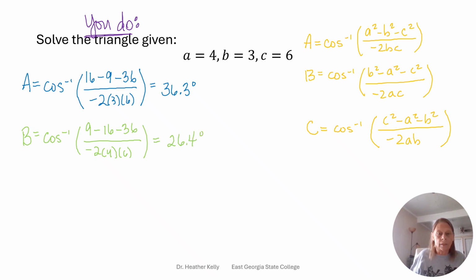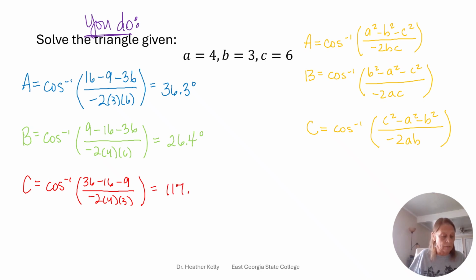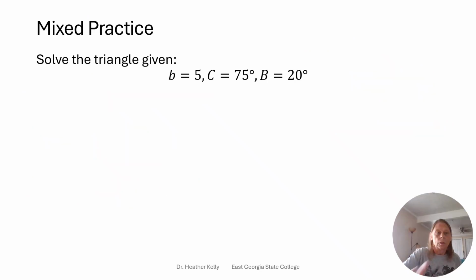And finally, our angle C is the arc cosine of 36 minus 16 minus 9 all over negative 2 times 4 times 3. And that's going to give us 117.3. Cool. Okay, we've got a couple more. Some mixed practice, right? So let's take a look at this guy.